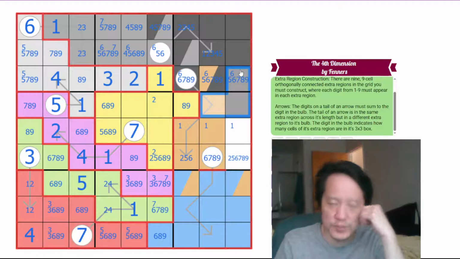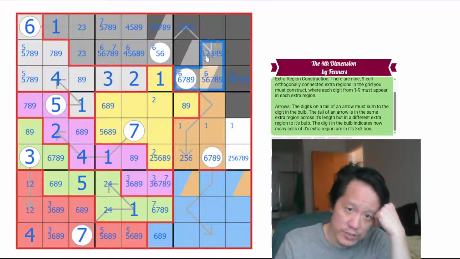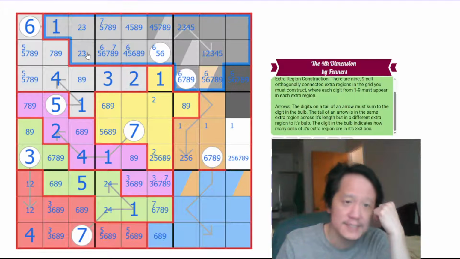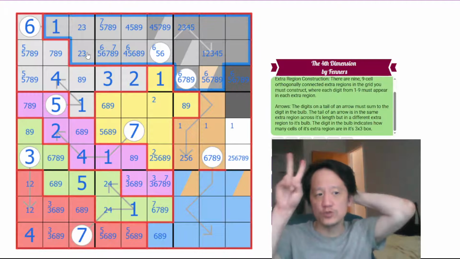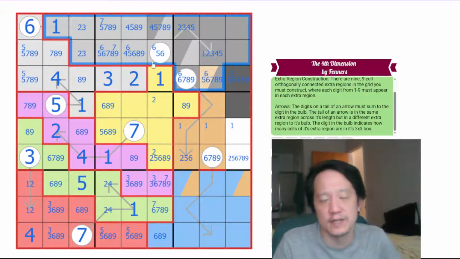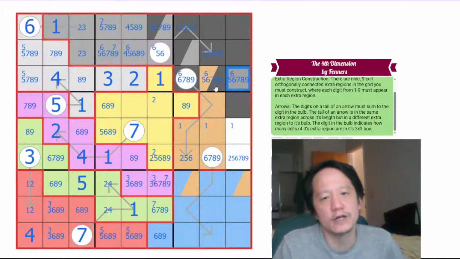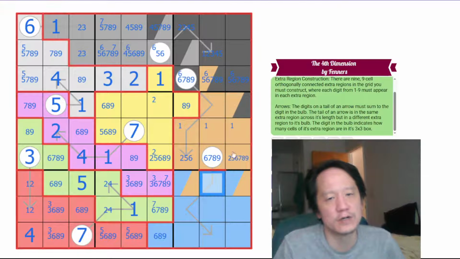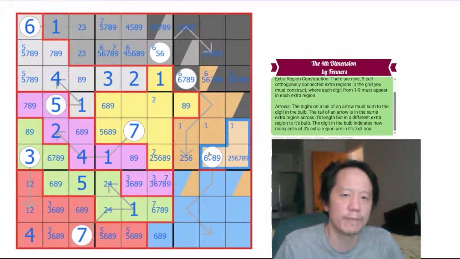Right, if it goes this way, then this is 1, 2, 3, 4, 5, 6, 7, 8, 9, 10, 11, 12, 13, 14, 15, 16, 17 cells for 2 regions, which needs 18. So that's not possible. So orange cannot go here. Orange could go here, and then orange has to go here, right?